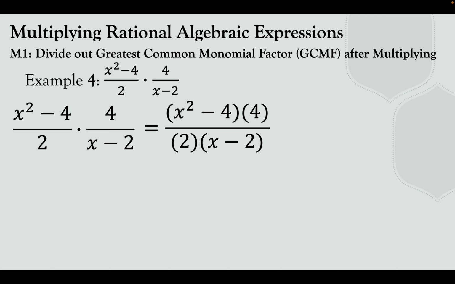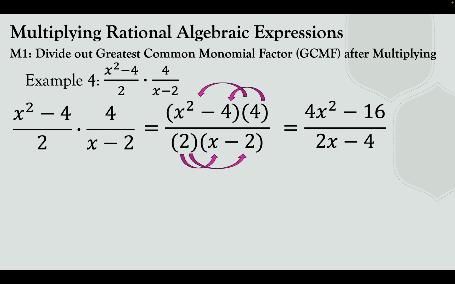So we need to multiply first the numerator, x squared minus 4 times 4. So how to multiply this one? We will use the distributive property. x squared times 4 and then negative 4 times 4. And then for the denominator also, 2 times x and then 2 times negative 2. So we have x squared times 4, we have 4x squared. 4 times negative 4, we have negative 16. 2 times x, we have 2x. 2 times negative 2, we have negative 4.